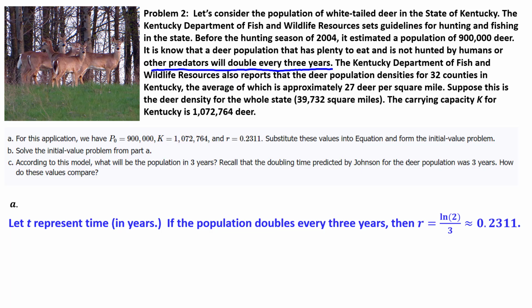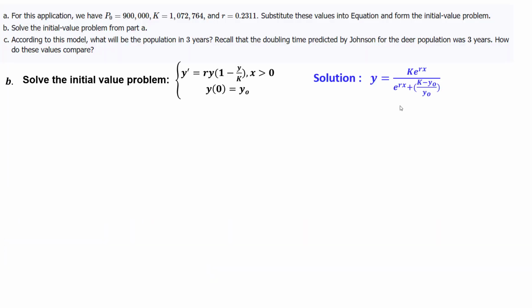Okay. So this is my initial value problem: dP/dt equals r times P, or 2,311 ten-thousandths times P times (1 minus P divided by 1,072,764), and P naught is 900,000. I'm going to try to solve this, but remember, I already solved a logistic differential equation. This is the solution. So what I'm going to do is piece together the solution based on this. So this is my solution.